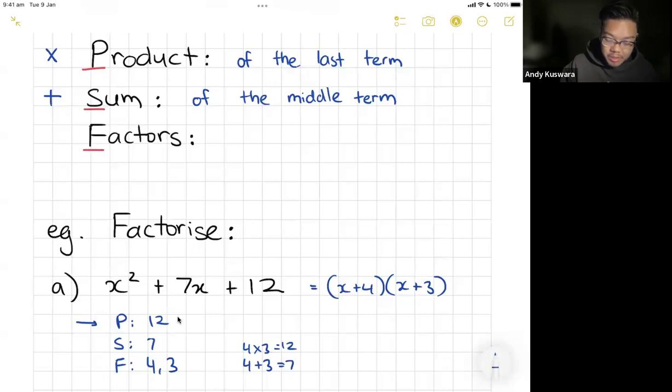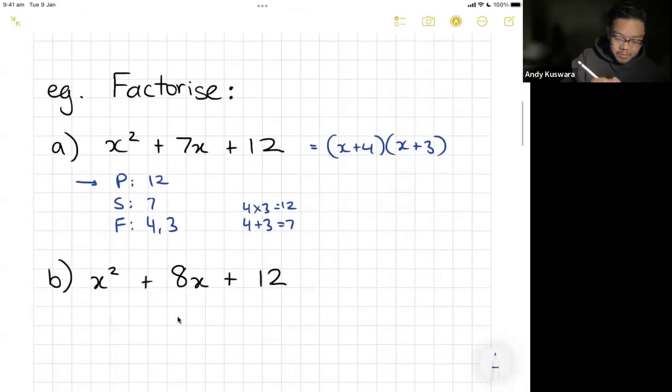Let's do a couple more to make sure we got it. Let's try this one here. So PSF. Now, product is always going to be of your last term. So our last term, again, is 12. But this time, our sum is our middle term, which is 8. Okay, so the 12 and the 8, that's where they come from.